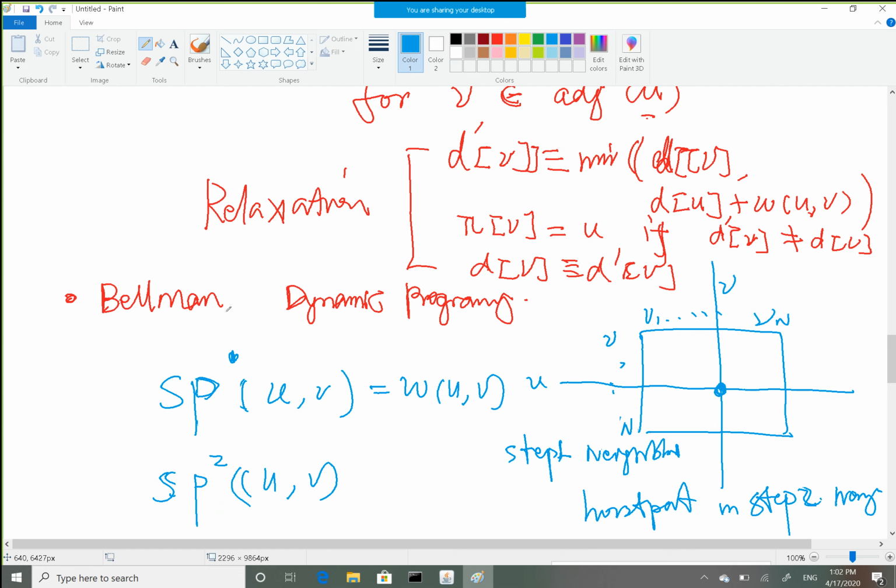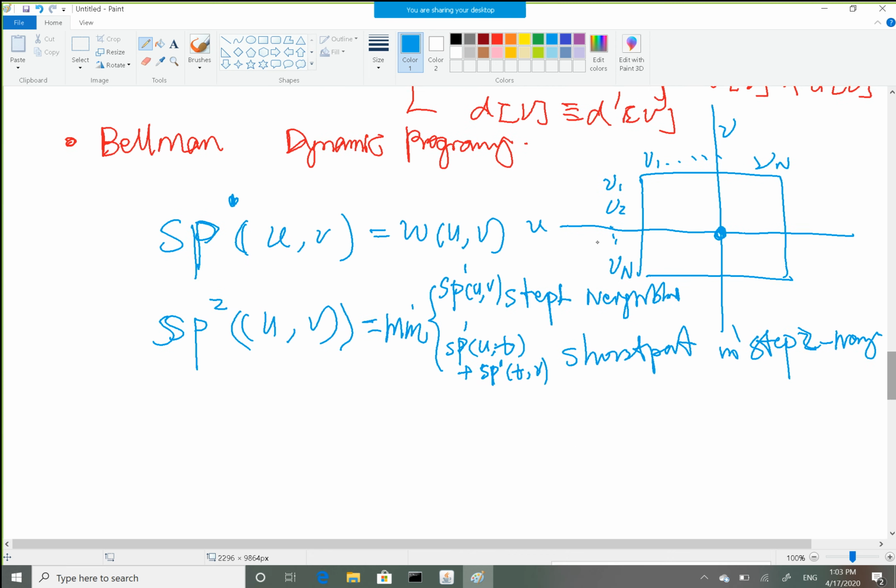And so this one is equal to what? It is equal to the minimum. Okay, let me use another way to represent it. This is equal to, something very interesting happens: SP1 of UV, or SP1 of U to T plus SP1 of T to V. Can you see that? This is the idea of Bellman's algorithm.